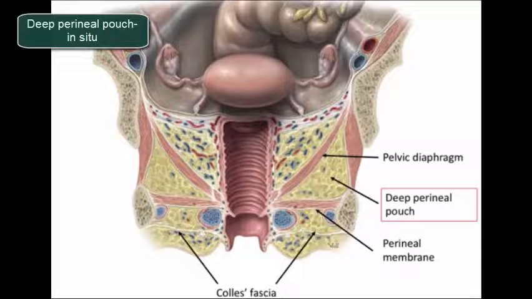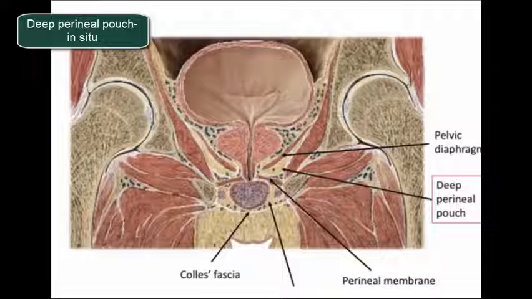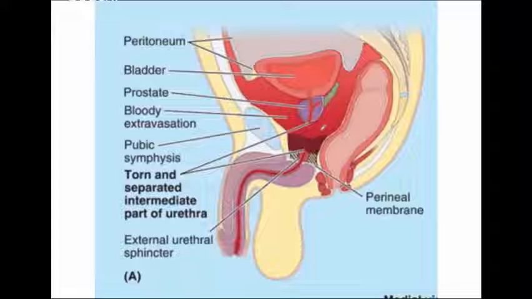Before we move on to a clinical scenario, let's take a moment to look at the deep perineal pouch in an image, and also in a male image. In this clinical scenario, let's assume a fracture of the pelvic girdle has occurred, in particular, a separation of the pubic symphysis. This injury may cause a rupture of the intermediate or membranous portion of the urethra, as illustrated here. This will result in extravasation of urine and or blood into the deep perineal pouch.